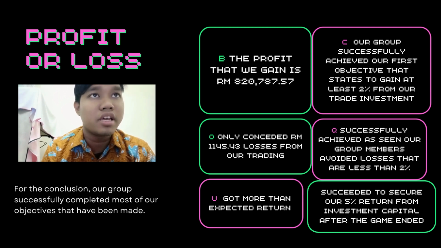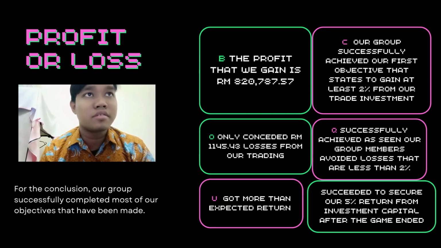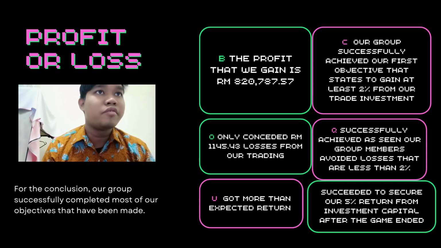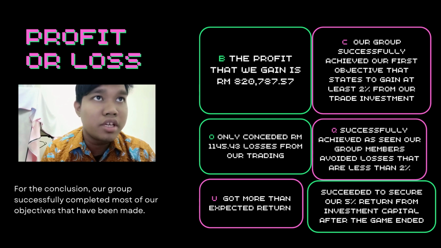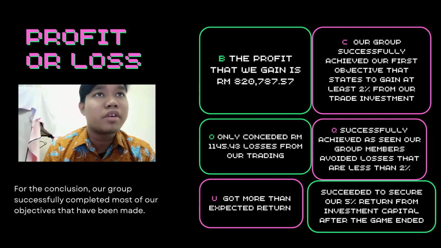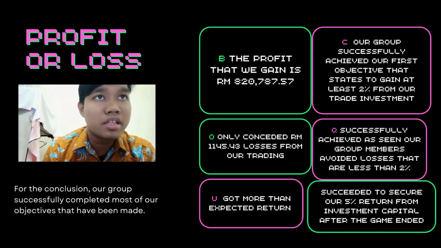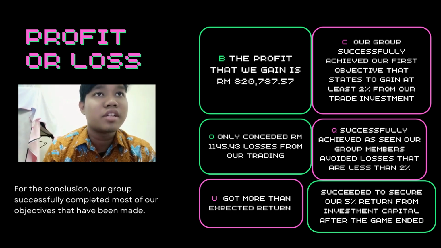820,787 ringgit and 57 cents. Our group successfully achieved our first objective that stated to gain at least 20% from our trade investment. The second one is we only lost 1,145 ringgit and 43 cents from our trading.